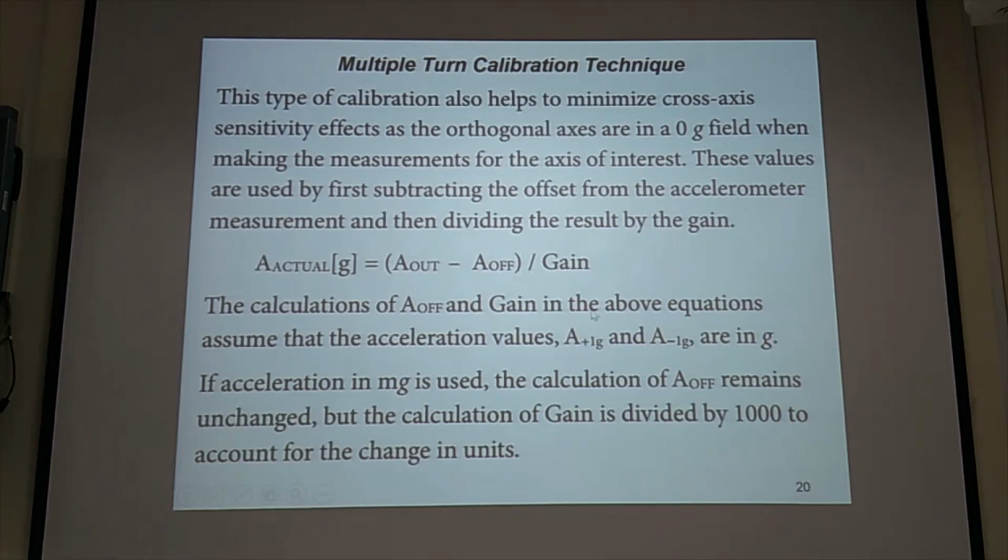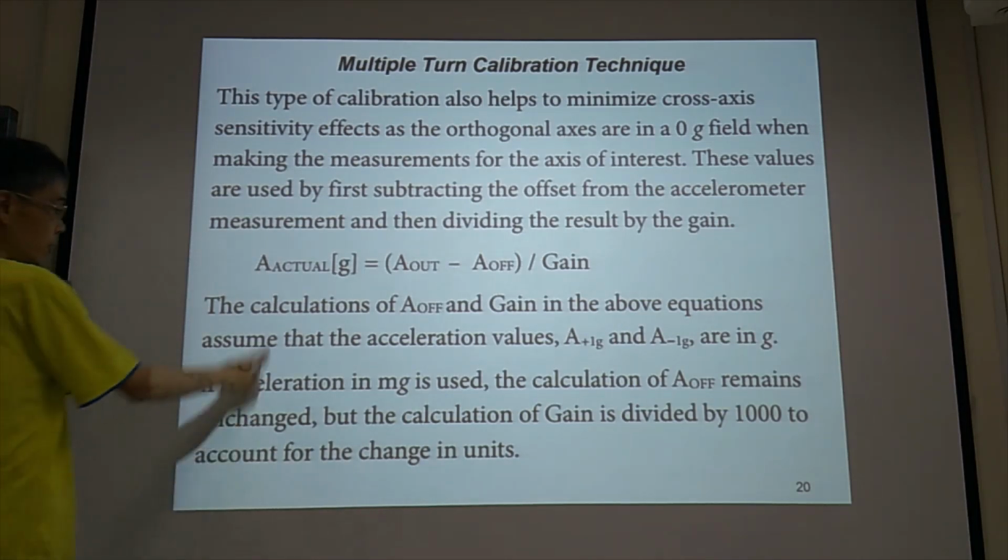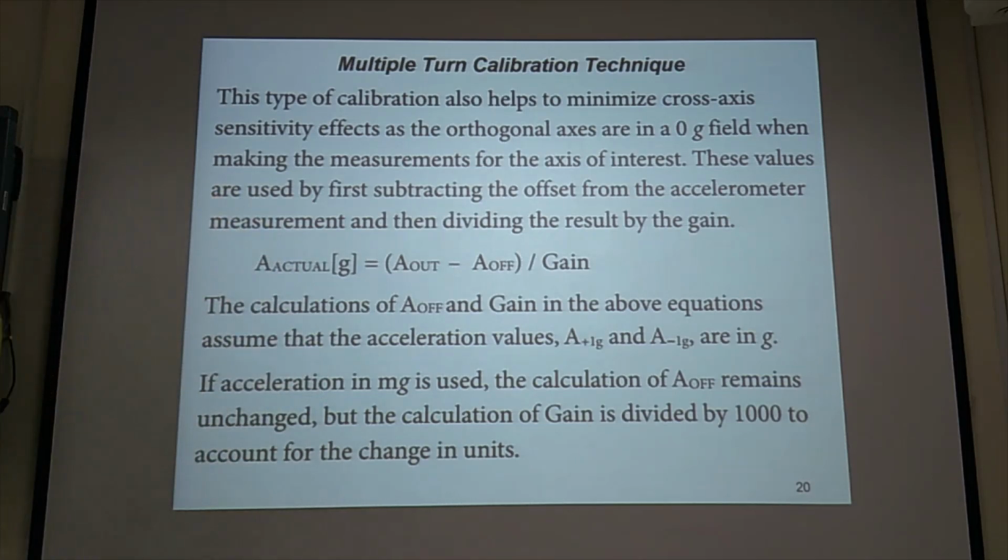So we have the one-turn method and the two-turn method. You can also use a multiple-turn method. You can turn this way, a lot of ways. Then you can get a very accurate calibration. It's just multiple turns to do it.